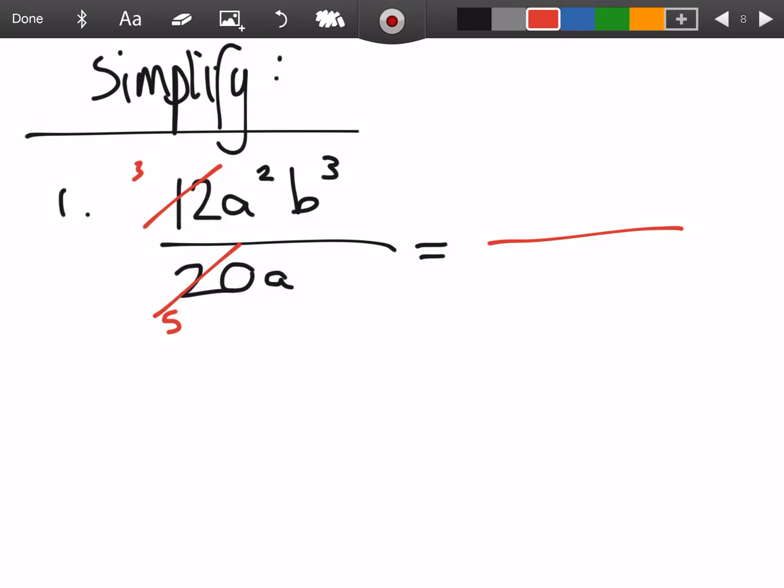Right, so what about the A's? I'll do it in different colours. I don't know if it makes any difference. We can simplify the A's. We've got 1 at the bottom and we've got an A squared at the top. We're going to be finishing with just 1 A on the top because you've got 2 A's at the top, 1 at the bottom. Take 1 off the top and bottom. You've got just 1 A at the top. B's don't simplify. The final answer here is actually 3A B cubed, they're still at the top, and on the bottom the A's gone, the 20 has been reduced to the number 5. That is it.